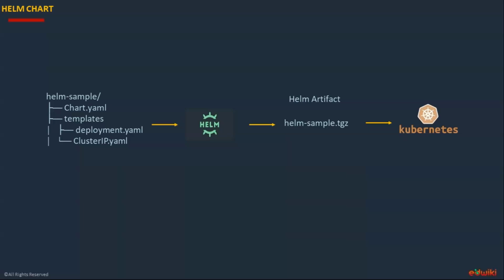Helm will take care of how to extract the Helm chart and how to deploy the manifest files in Kubernetes. That portion will be taken care of by Helm.